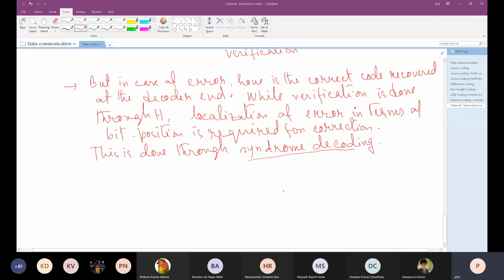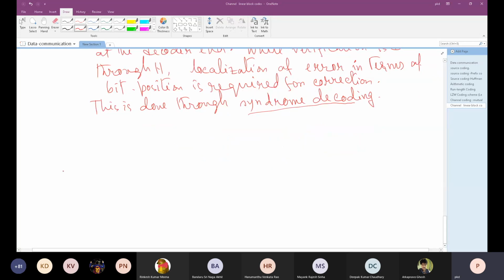The name syndrome decoding is similar to the clinical syndrome used in clinical diagnosis. So each disease has a certain syndrome. Syndromes are like the expressions that are coming out, so that from that syndrome, the actual disease is approximated. Similar to that, here also a syndrome decoding scheme is available for linear block codes.